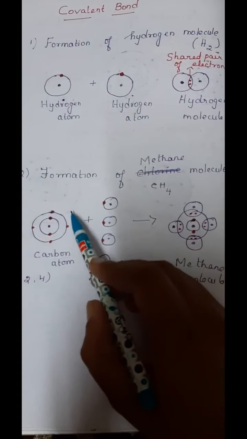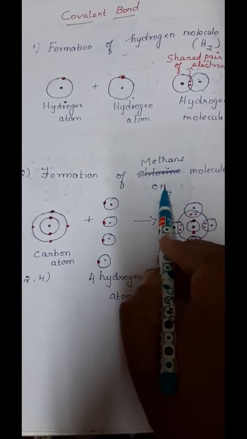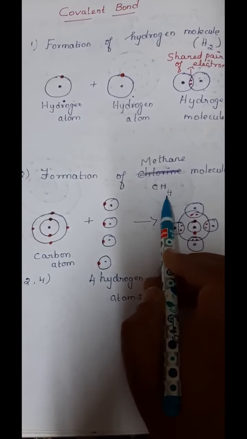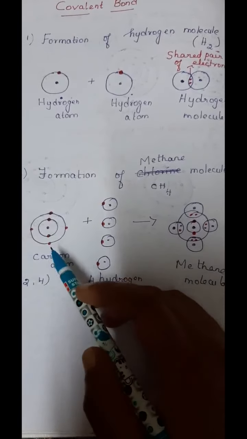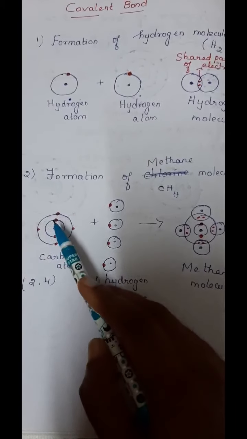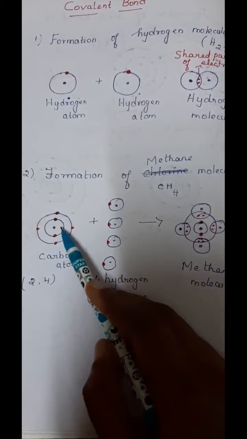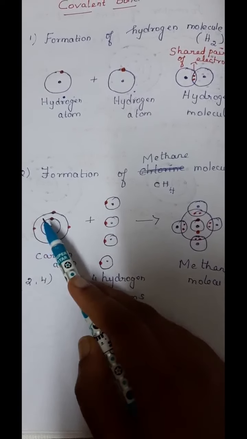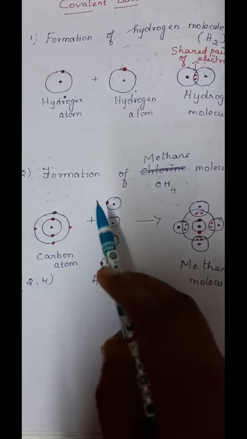Now look at the formation of methane molecule. What is the formula for methane? CH4. Okay, so carbon atom, what is the electronic configuration? Carbon atom will have 2 electrons in the first shell, and the next shell it will have 4 electrons.